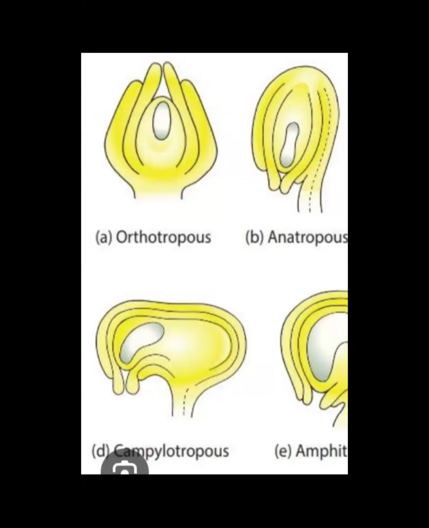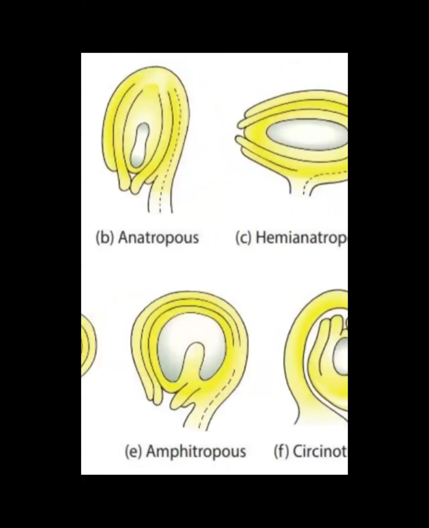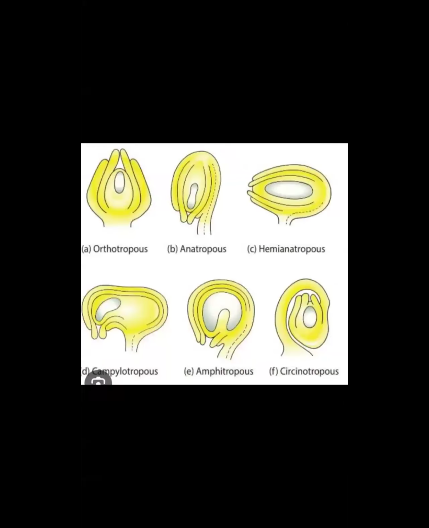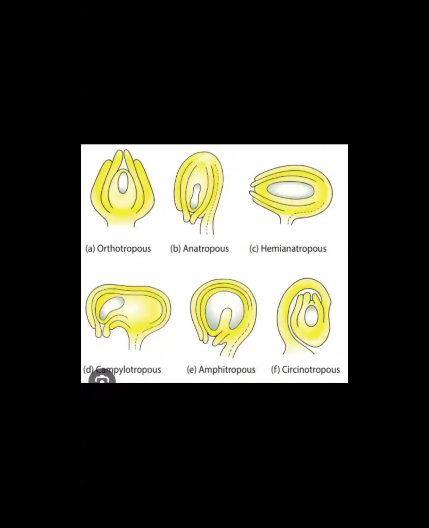Okay, Fabaceae and Brassicaceae. Fifth one, the amphitropous. See here, so many differences we can see in the amphitropous. Here, the curvature of the body of the ovule is more prominent, so that the embryo sac within the ovule also bends and becomes horseshoe shaped. So clearly observe that in the amphitropous, the curvature of the body of the ovule is more prominent, and the embryo sac within the ovule also bends and becomes horseshoe shaped.